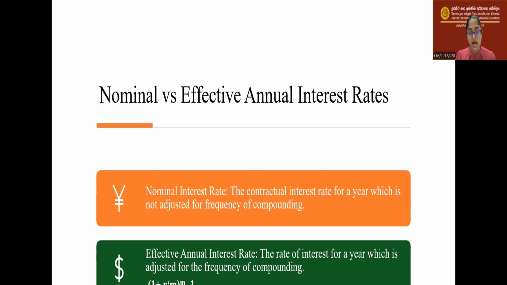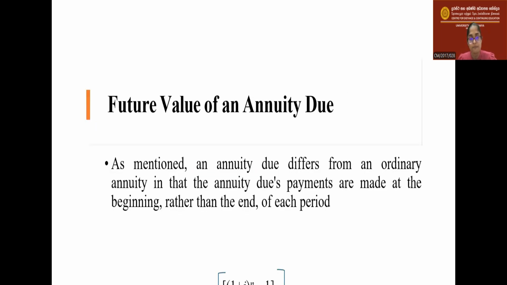1 plus R over M. M means the frequency of compounding, right? If it is monthly, then what would be the M? 12, right? If it is quarterly, what would be the M? Here, 4, likewise, right? So 1 plus R divided by M, the same M you have to take as the power, minus 1. That is the effective annual rate equation or the formula, right? Okay.